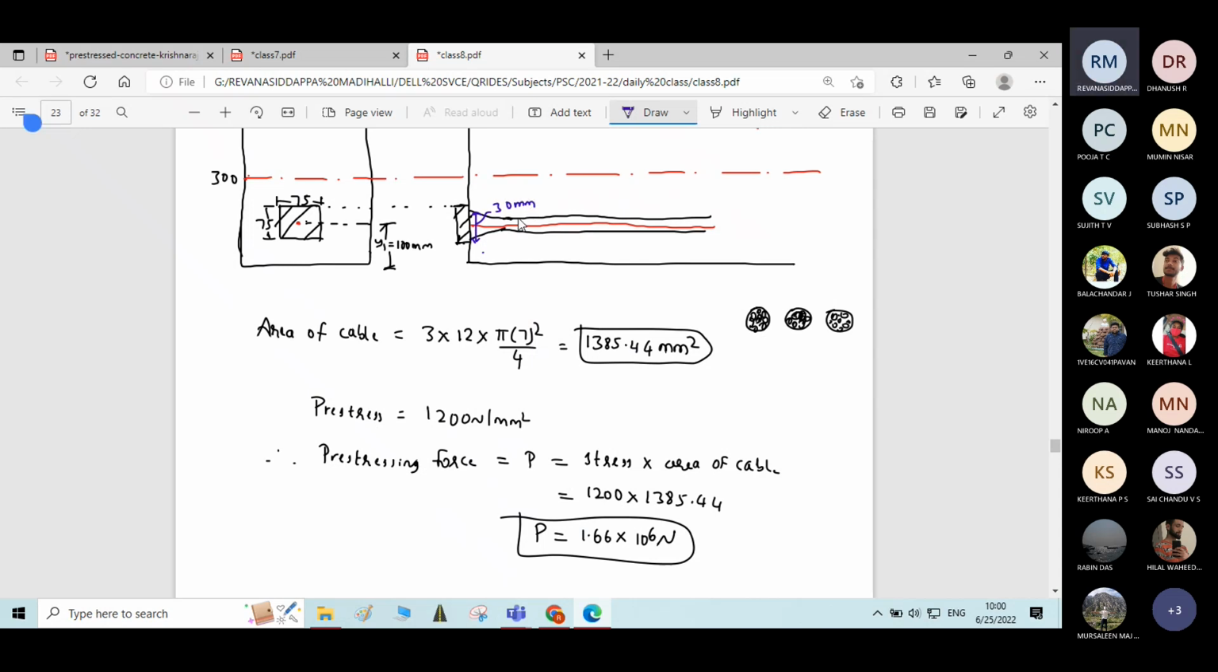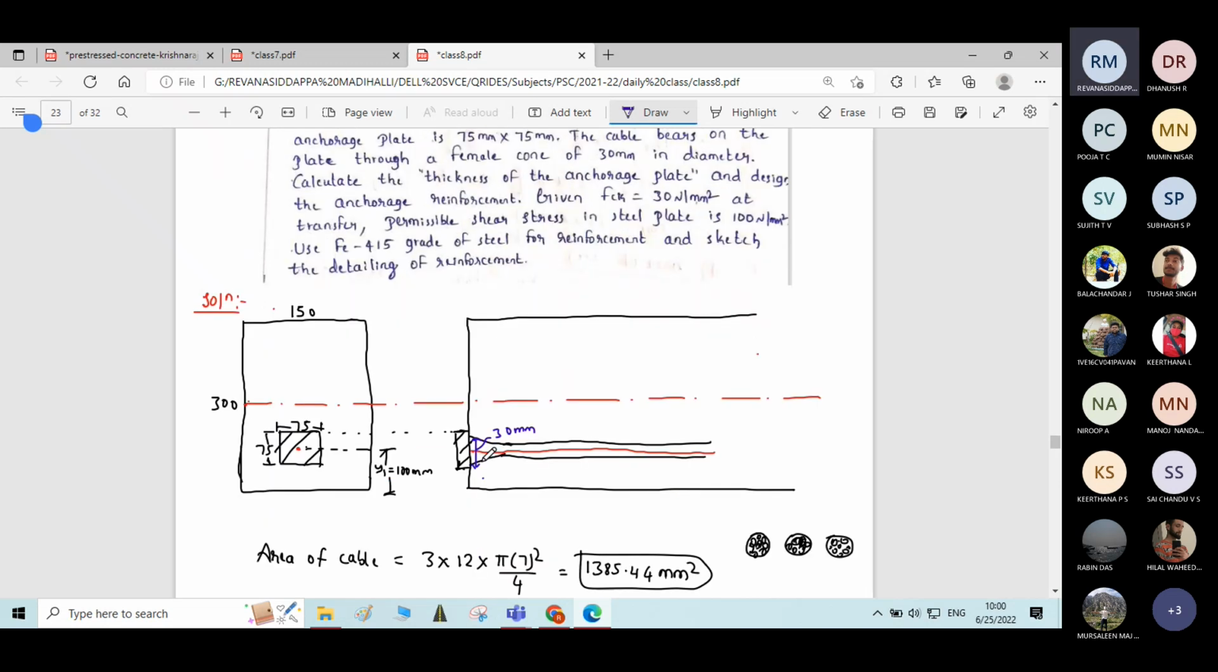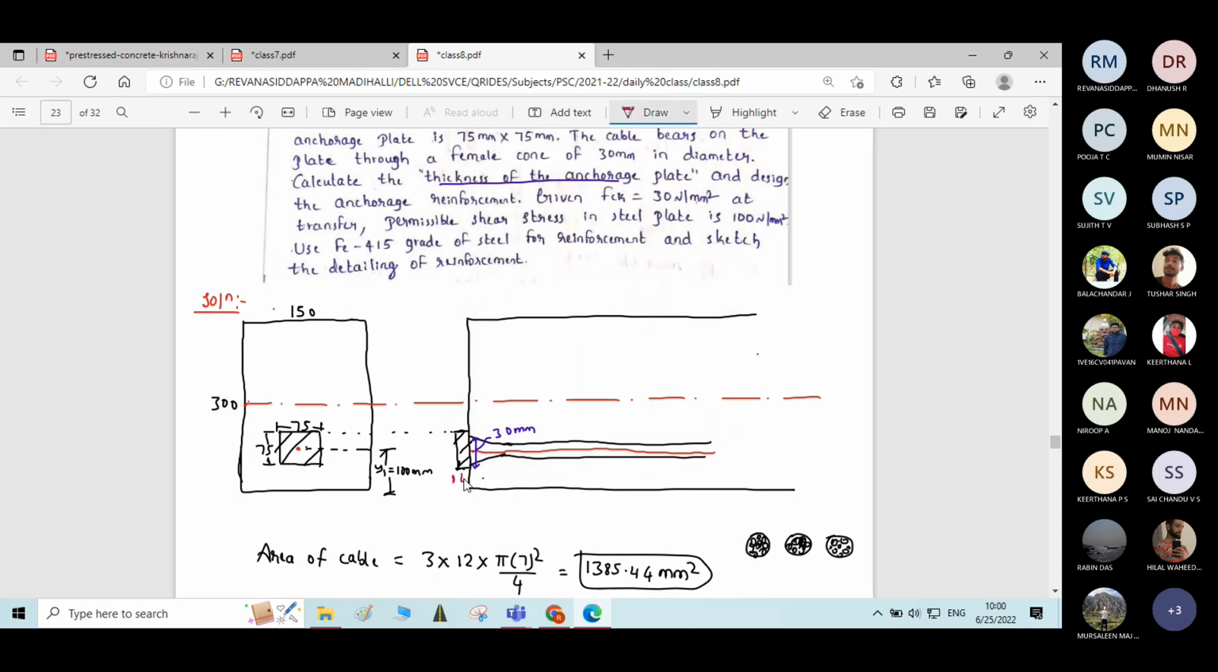Female cone of diameter 30 mm, that is the meaning. The cable bears on the plate through a female cone having 30 mm diameter. The question is to find the thickness of the anchor plate, and design the anchorage reinforcement. Reinforcement should also be designed.